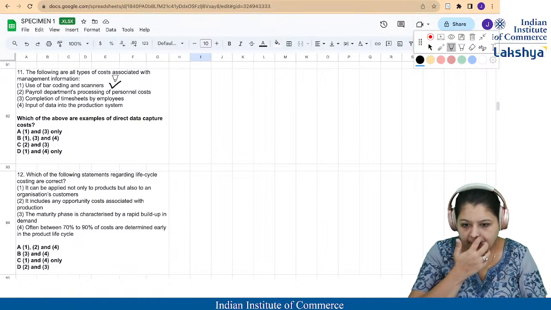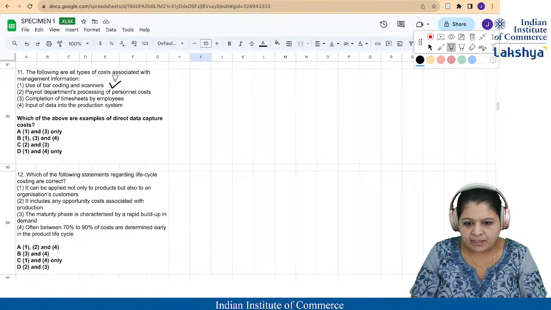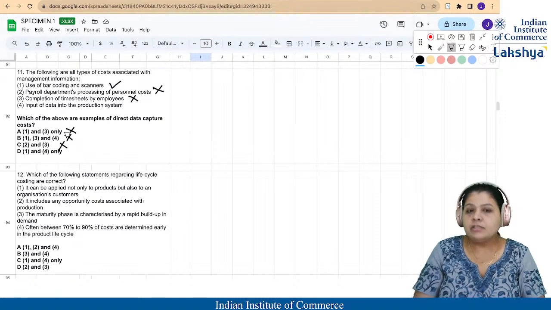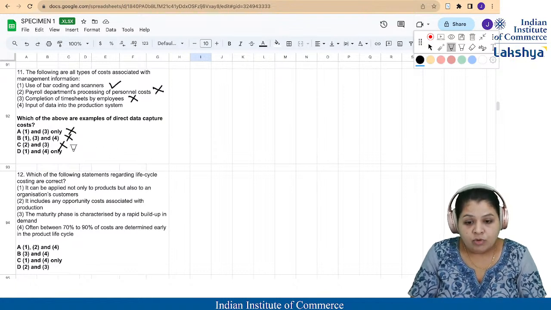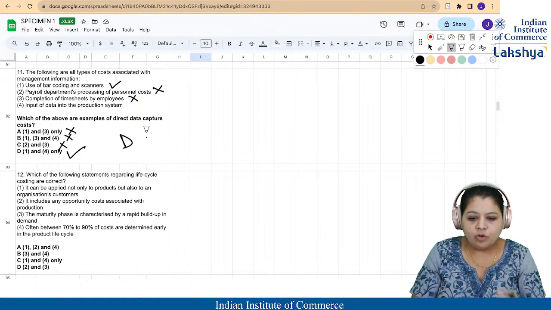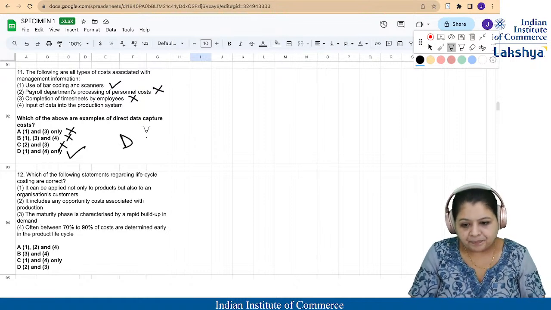Barcodes, correct? What else? Payroll department does not give you data. Completion of time sheets of employees, no. Input data into the production system. Obviously, this is not the answer. This is not the answer. So wherever there is 2 and 3, which is here, here, and here, it is not the answer. What am I left with? D, art of elimination. Take it and go forward with it, right?